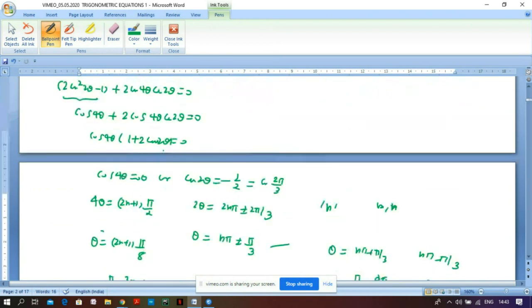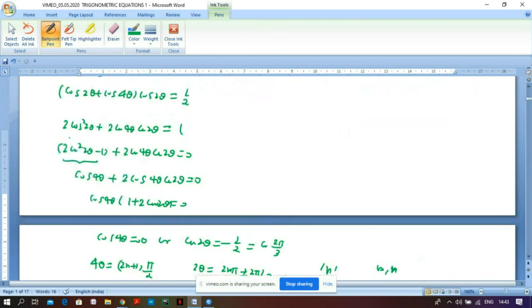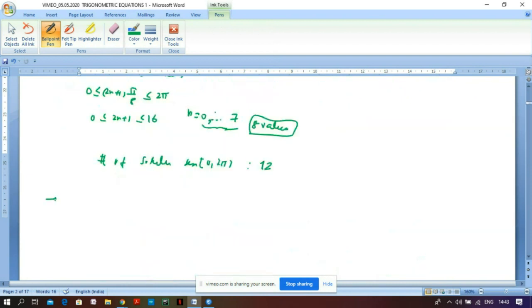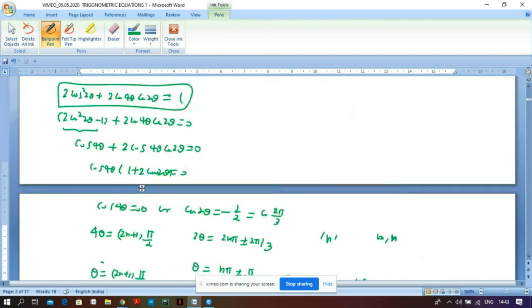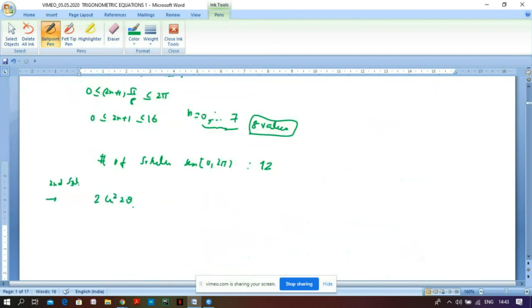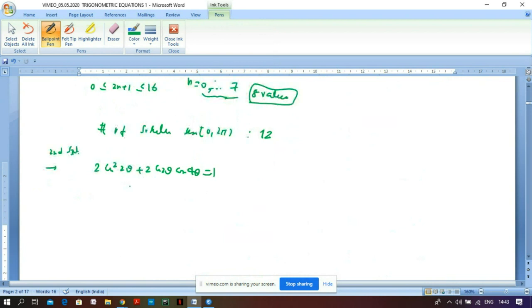Notice here, notice cos 2 theta. When you got this step, so let me copy this step, 2 cos square 2 theta. When somebody gets to this stage, 2 cos square 2 theta plus 2 cos 2 theta times cos 4 theta equal to 1, it is natural that he will try to reduce this as a polynomial in cos 2 theta. So let cos 2 theta be t.